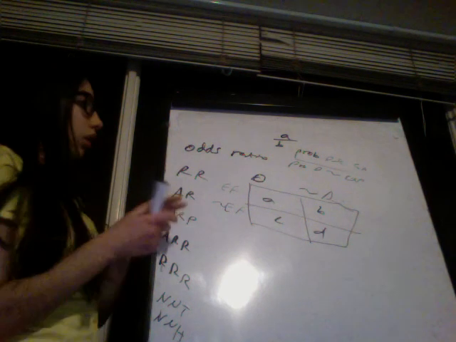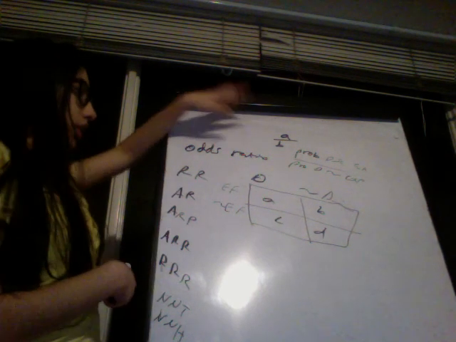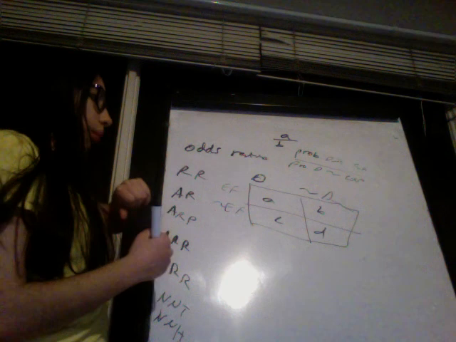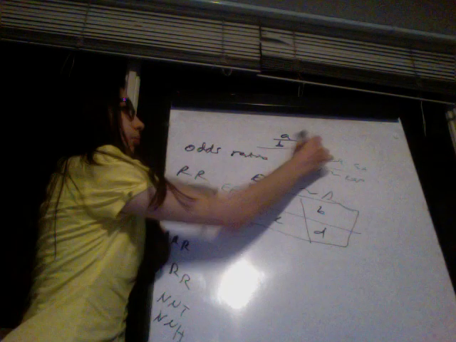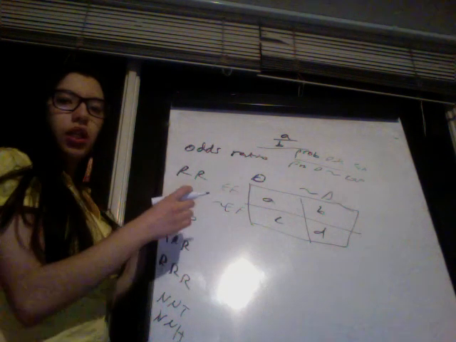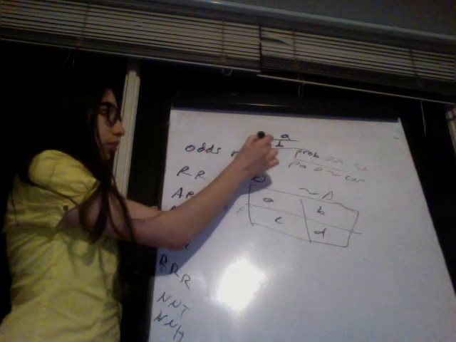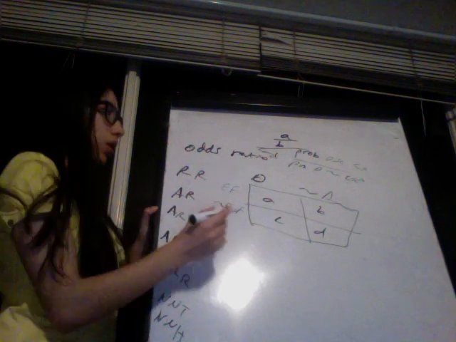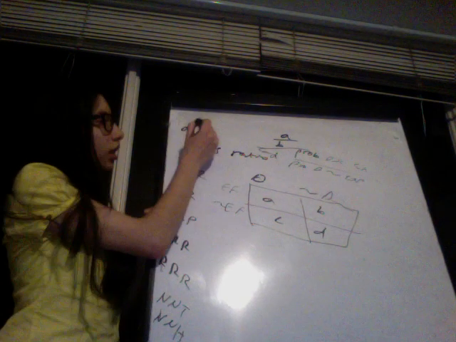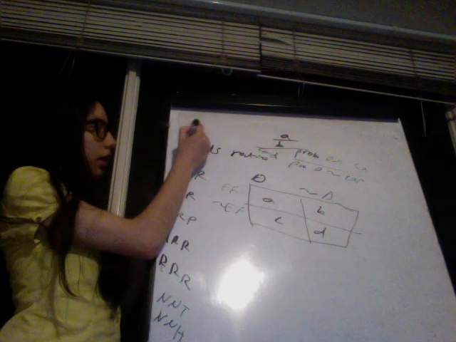So, this is the probability of having the disease in the exposed population divided by the probability of having the disease in the non-exposed, that is C divided by D. So, C divided by D. So, this is A, D divided by B, C.